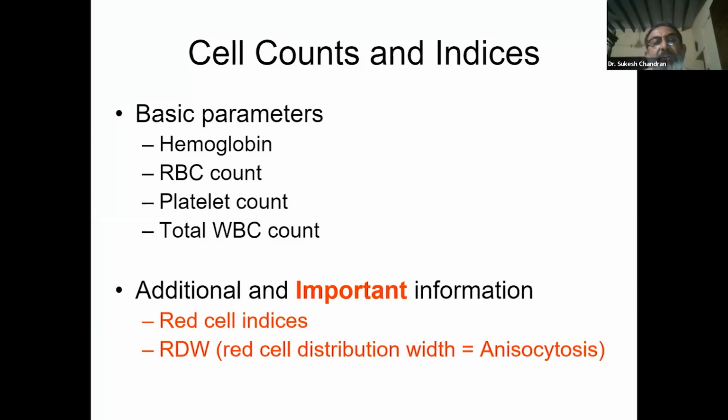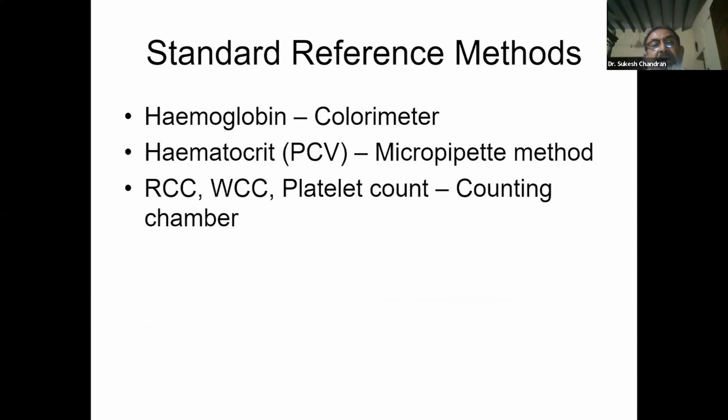We know that hematology requires these basic parameters: hemoglobin, red cell count, which can be done manually because hemoglobin can have a manual method, white cell count, and platelet count. Platelet count, of course, is quite erroneous because you're multiplying a dilution factor with so many errors that are likely to happen. And of course, you need additional information, red cell indices like MCV, RDW. We know that the hemoglobin standard reference method is a colorimeter method. The hematocrit is a micropipette method, and the counts use a counting chamber.